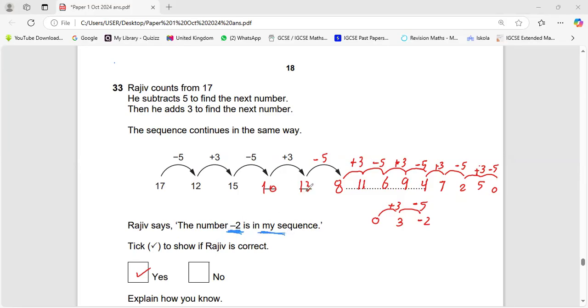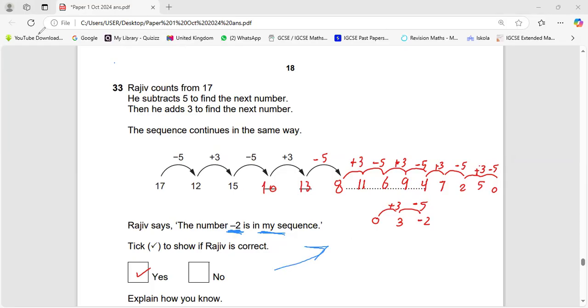Here, we have 13 minus 5 is 8, 8 plus 3 is 11, 11 minus 5 is 6, 6 plus 3 is 9, 9 minus 5 is 4, 4 plus 3 is 7, 7 minus 5 is 2, 2 plus 3 is 5, 5 minus 5 is 0, 0 plus 3 is 3, 3 minus 5 is -2. Yes, it's correct. And this was the explanation. He didn't ask you to explain why you put yes or no; it is how to get it.